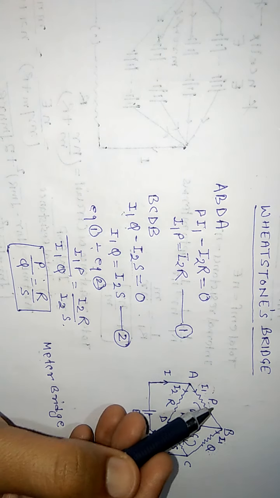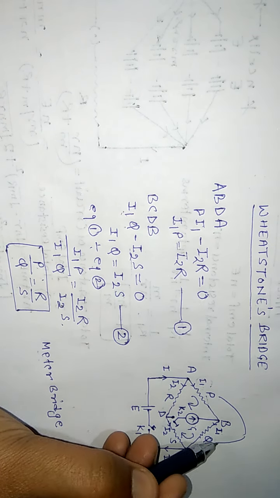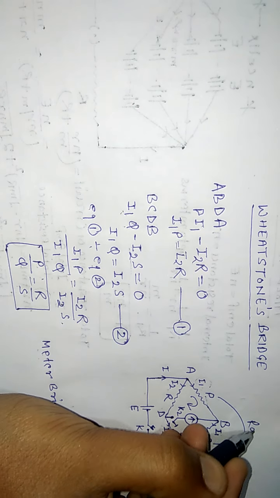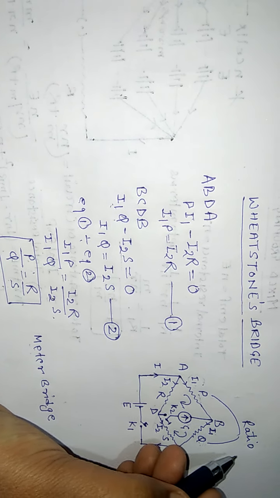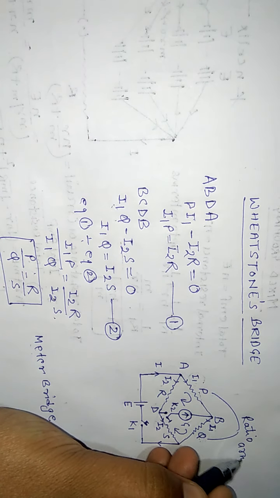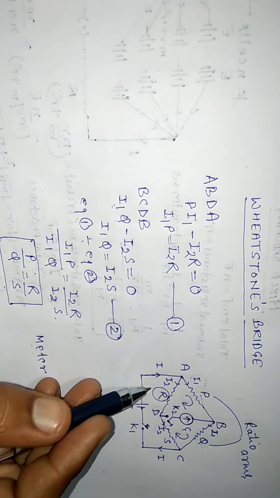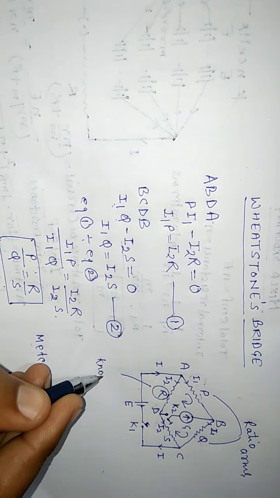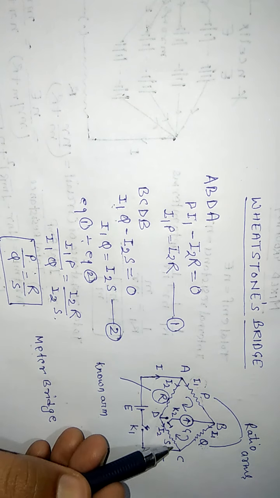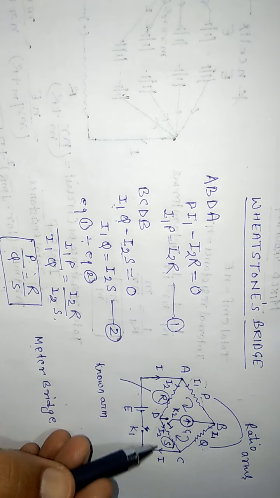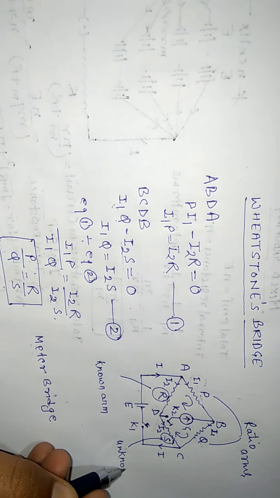Here the arms P and Q are known as ratio arms. The arm AD is known as the known arm, and this DC is known as the unknown arm.